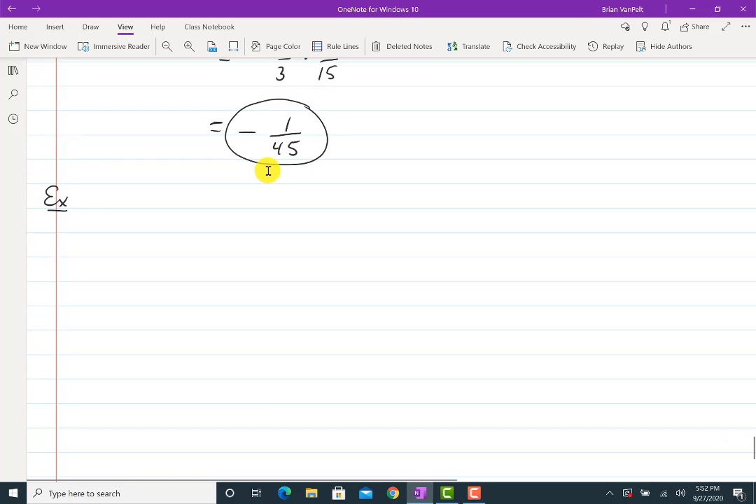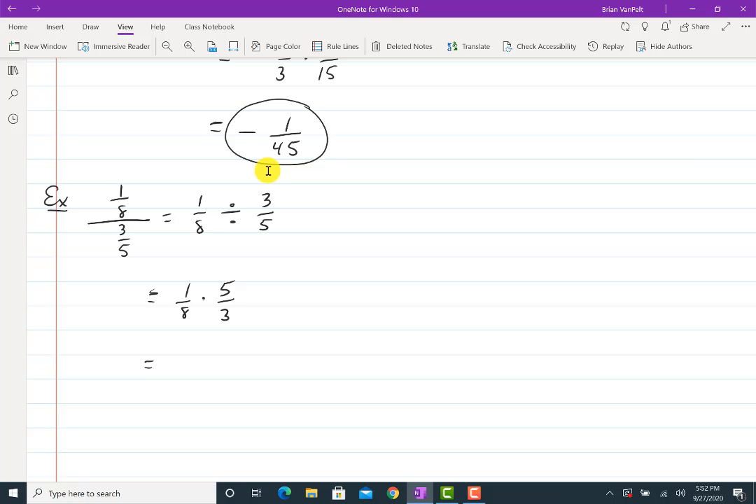Here's another odd looking one. You'll see something like this: 1/8 divided by 3/5. So you should interpret this as 1/8 divided by 3/5, and then you'll know how to handle it. Because now it's 1/8 times 5 over 3. Nothing cancels. Nothing's going to go into that 5, and 5's not going into any of these other things. So I'll get 1 times 5 is 5 over 8 times 3. Well, that's 24.